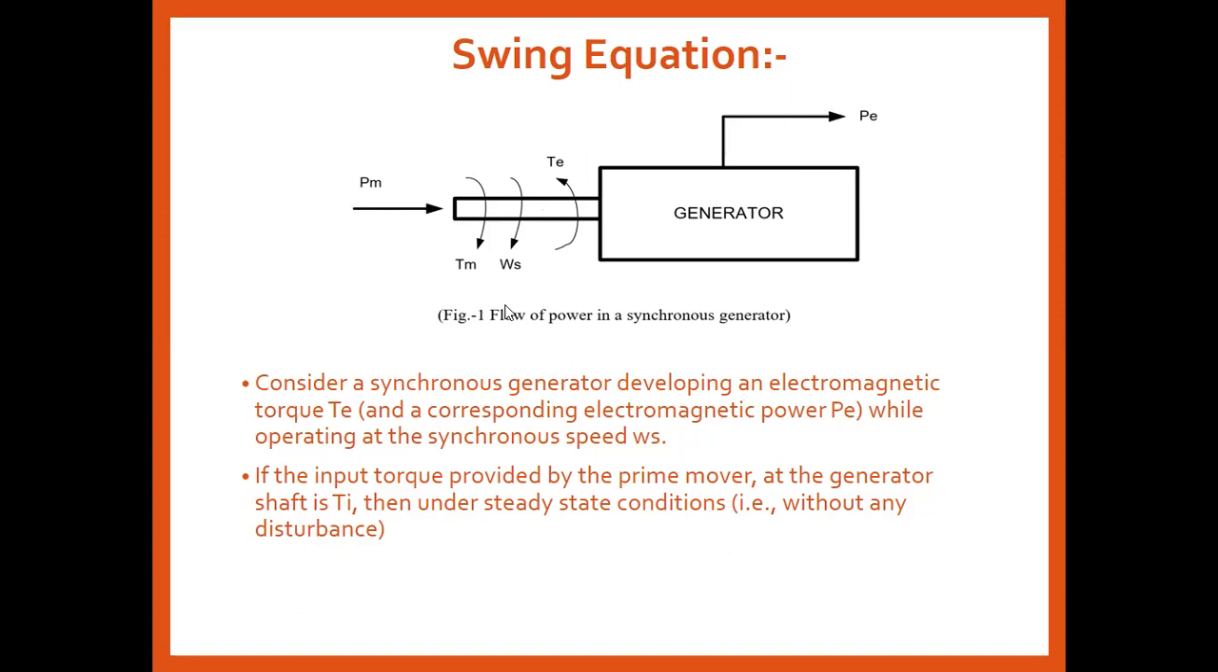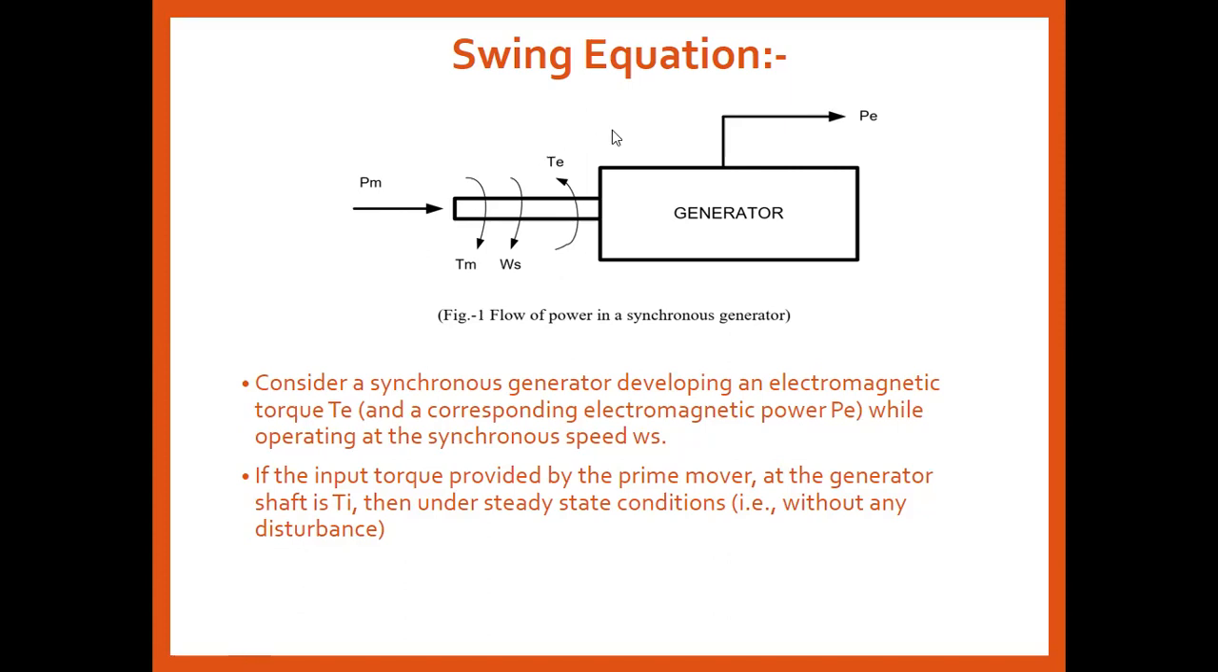Consider the synchronous generator developing the electromagnetic torque Te, corresponding to the electromagnetic power Pe. Te and Pe are the parameters related to the electrical side, while operating at the synchronous speed omega s.